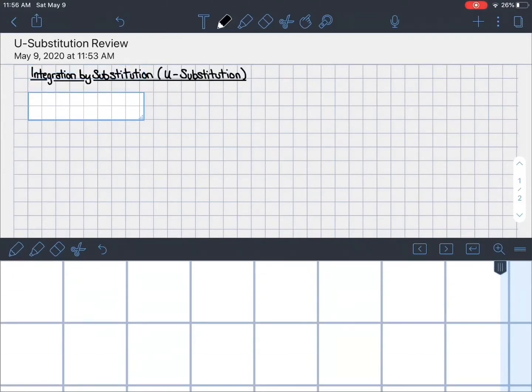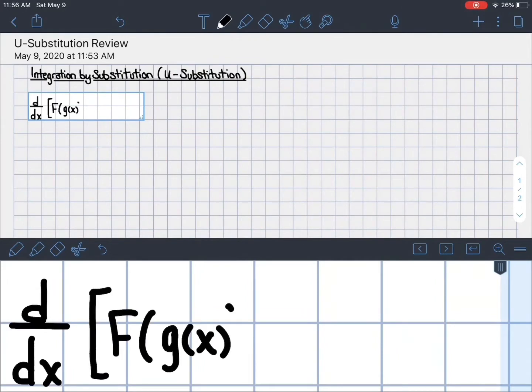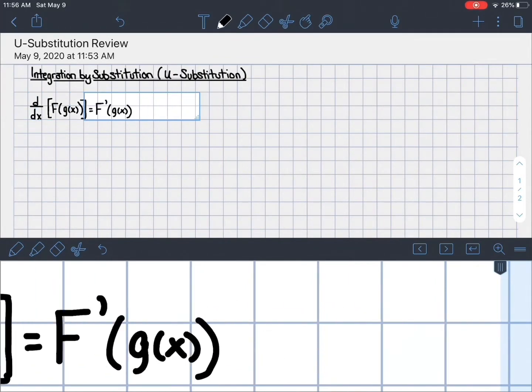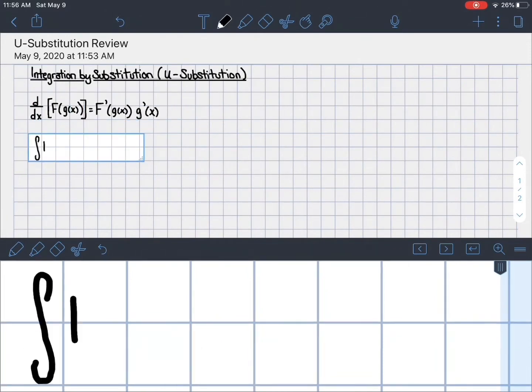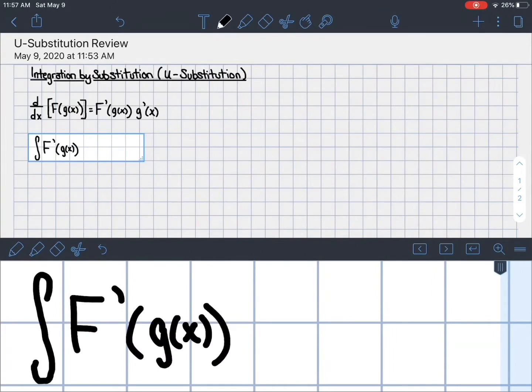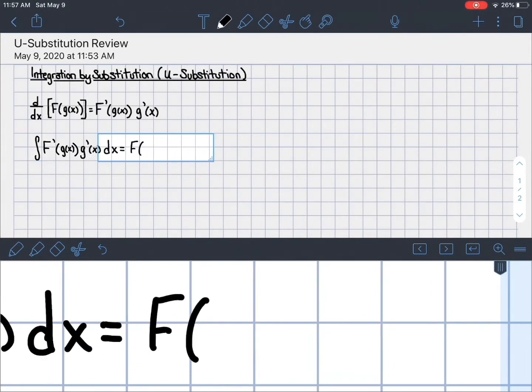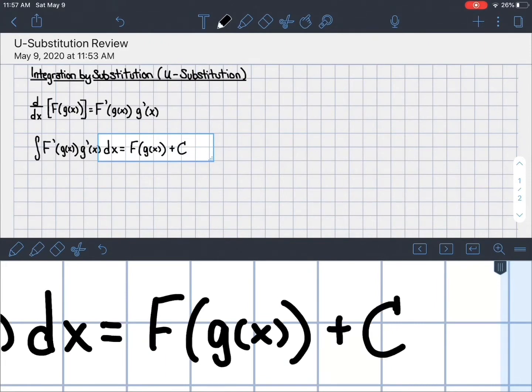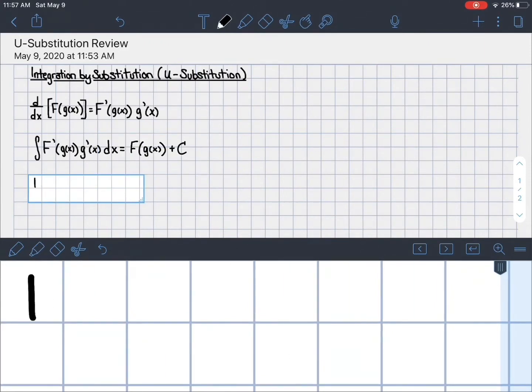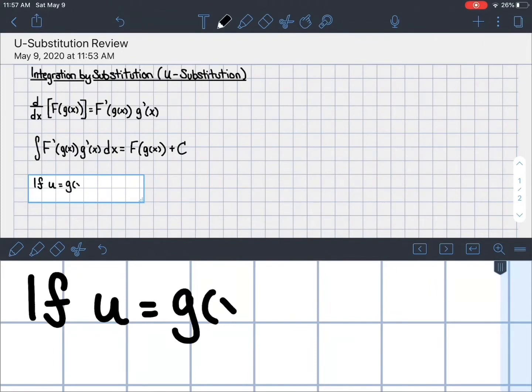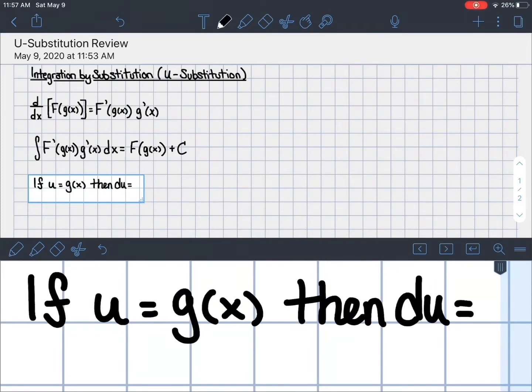Today we're going to talk about integration by substitution, in other words, U-substitution. We're going to start by stating that the derivative of a composition of functions will be using the chain rule, so the derivative of the outer times the derivative of the inner, and it therefore stands to reason that when you take the integral of that output, it'll return the input, which is the composition of functions, plus c.